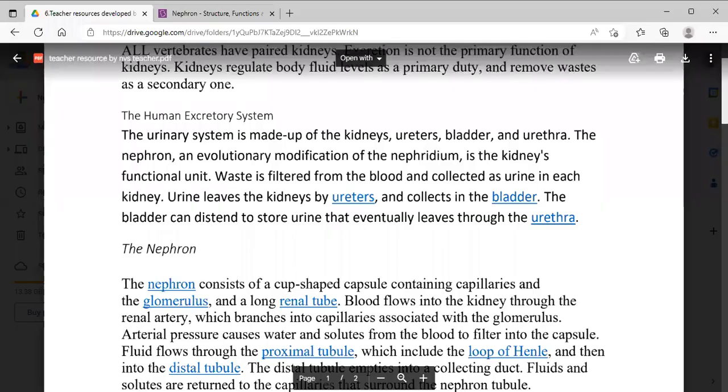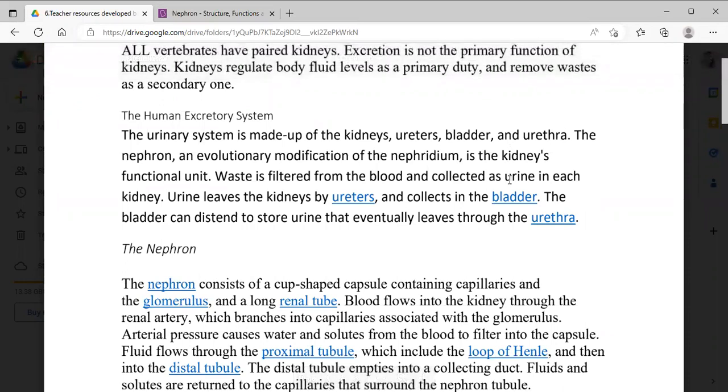The excretion we have to understand now. All the vertebrates have the primary function of the kidney to remove the excretory waste that we know. Kidneys regulate body fluid levels as a primary duty and remove waste as a secondary one. So the kidney is regulating the body fluid levels, and that is the first function the kidney does, and it removes the waste as a secondary one.